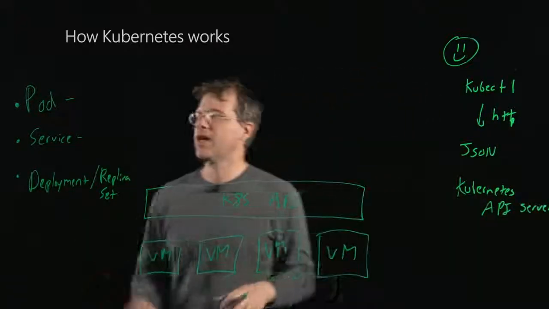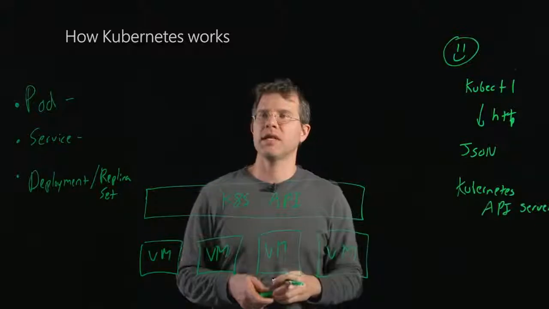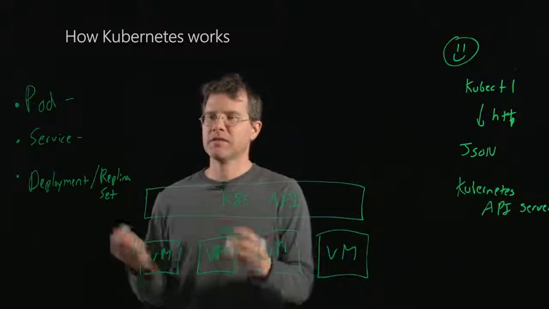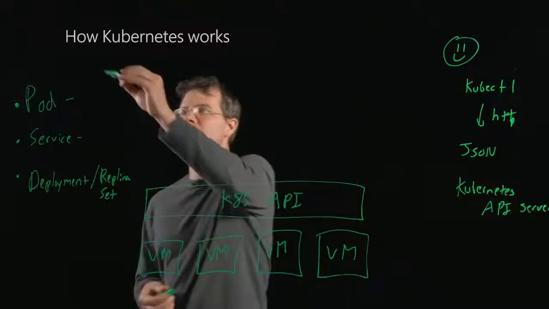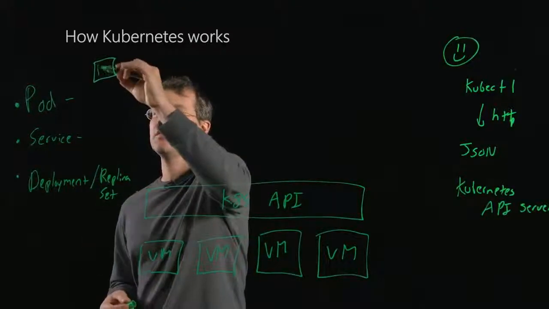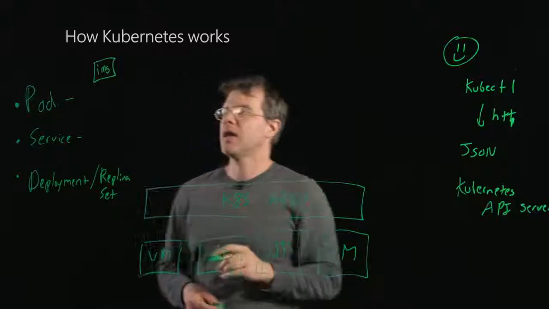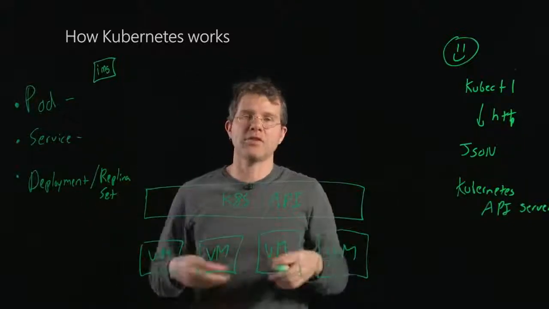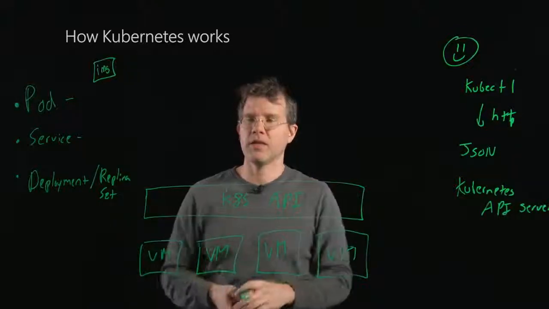So let's take a look at how we put this together to actually build a real application. Let's suppose I have a simple web app. It's going to be a container image. So I have my image over here. I want to create pods to actually run that image and to run my application on the Kubernetes API.